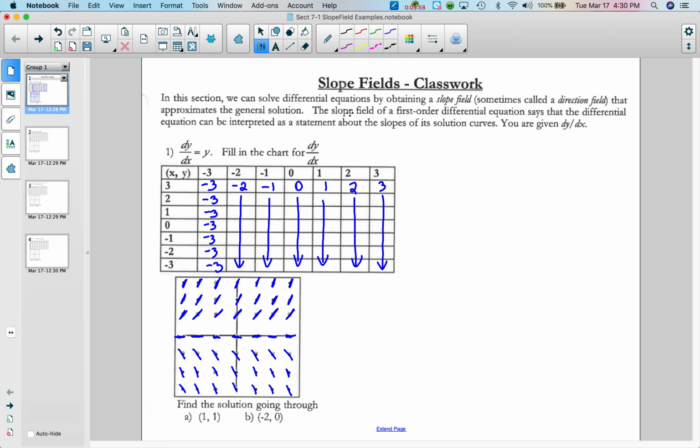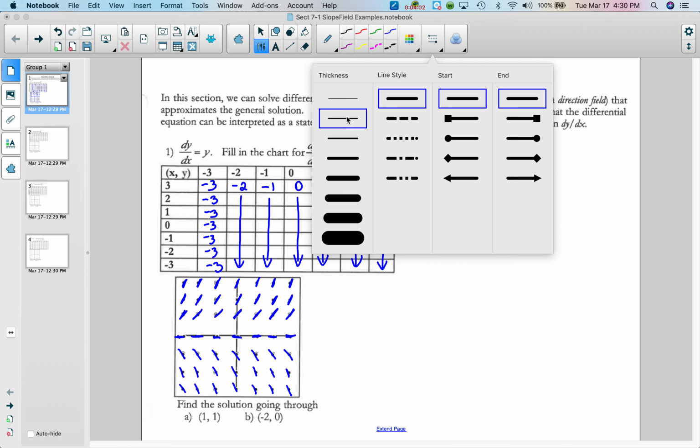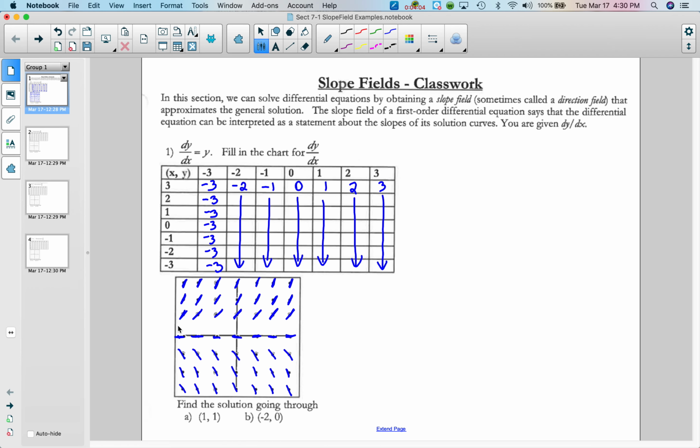And you can see a pattern that tends to curve like this, which gives you a hint about what type of function it might be. So when it talks about finding the solution going through (1, 1), you don't actually have to find the value of y. You don't have to find what the actual equation is, the explicit equation. We're just finding a graph of the solution that goes through the point (1, 1).